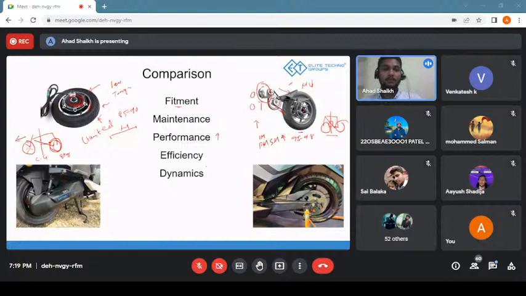Yeah, and there is one more point, the suspension basically. You are putting the hub motor inside a wheel, so it adds to the unsprung mass of the vehicle. Do you guys know what sprung mass and unsprung mass are in terms of vehicle dynamics?